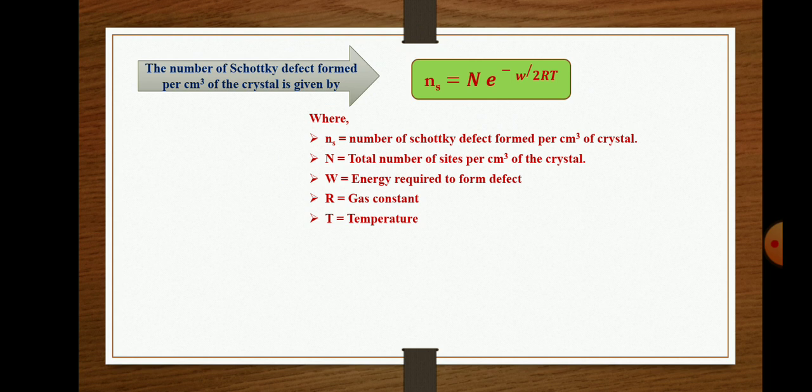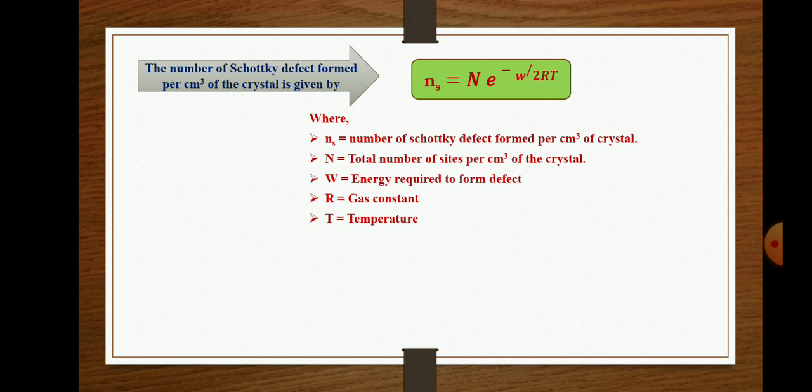Capital N is equal to the total number of sites per cm cube of a crystal. So how many sites are present in a crystal, that is capital N. W is the energy required to form defects. R is the gas constant and T is the temperature.